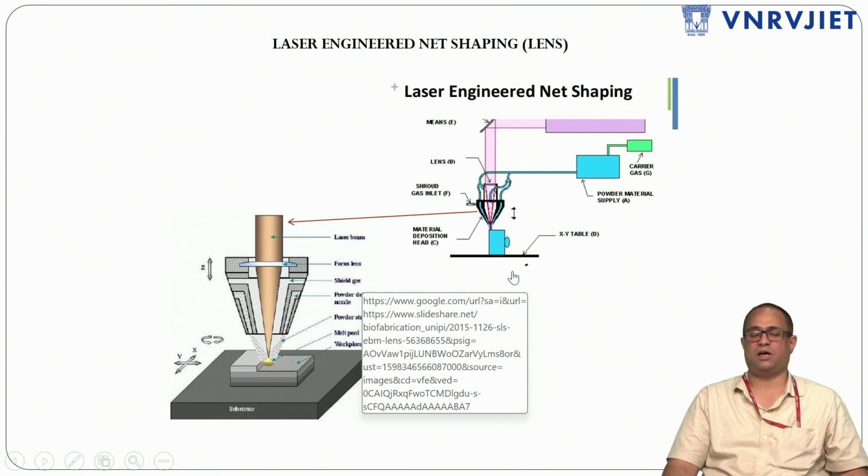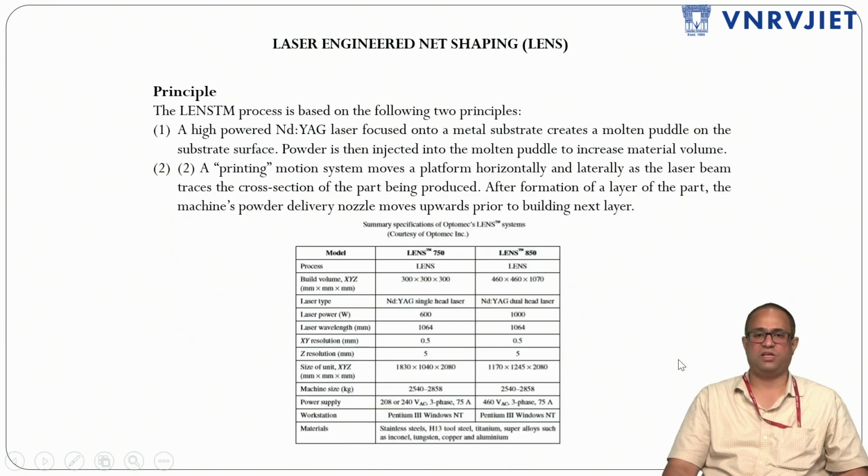So directly the metal is going to be deposited with the help of the nozzle on one side, and the shroud gas on the other side. With the supply of the gas and this powder, and the laser in the center, these three mechanisms are going to take place to cure the powder, and directly the powder is going to be deposited on the surface of the build platform, as you can see here.